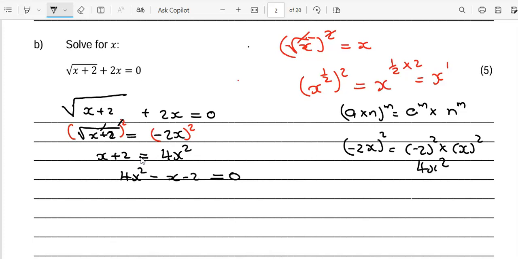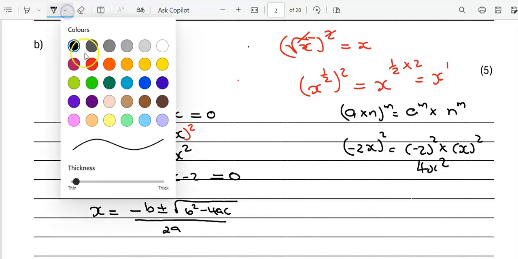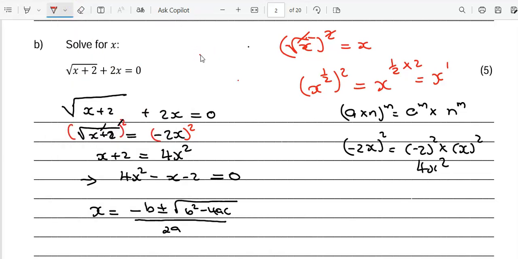So this tells us that we need to use the quadratic formula to solve this problem. If we use the quadratic formula, x is equal to minus b plus or minus the square root of b squared minus 4ac, and everything divided by 2a. So this is in the form ax squared plus bx plus c. The value of a is 4, the value of b is minus 1, and the value of c is negative 2.